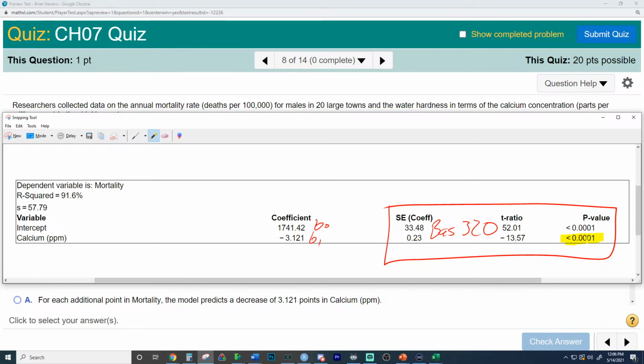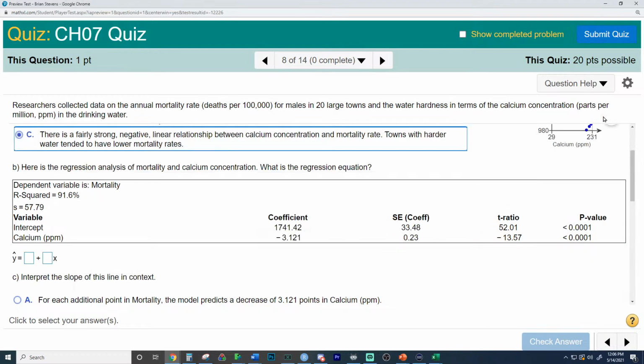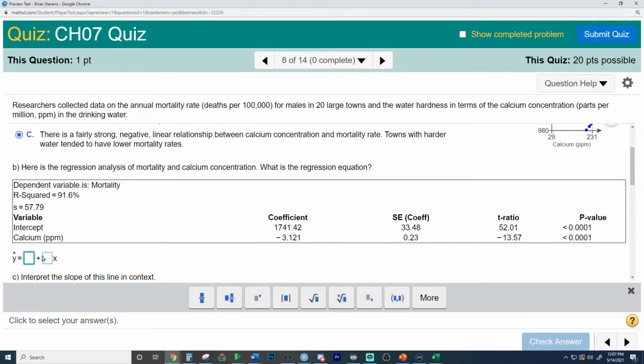Great job, Caitlin. So this is testing if the slope is equal to 0. We go through these other bits in 320. I don't want to go too much into detail. I could tell you all about them, but let's focus on the question. So these are the coefficients. This is B0, which goes right here, just to make it clear. That's B0, that's B1. These are not the answers, it's just what goes in there. So B0 is the coefficient of the intercept, 1741.